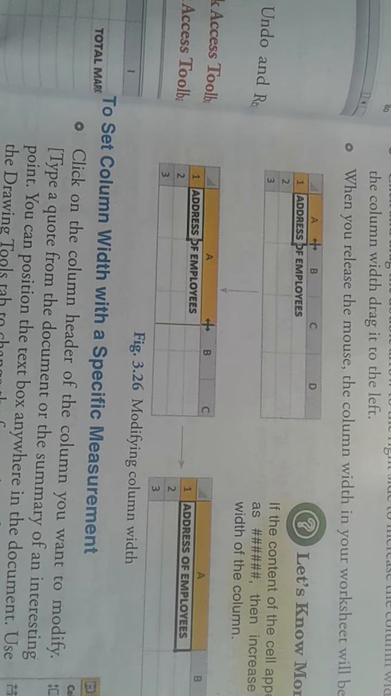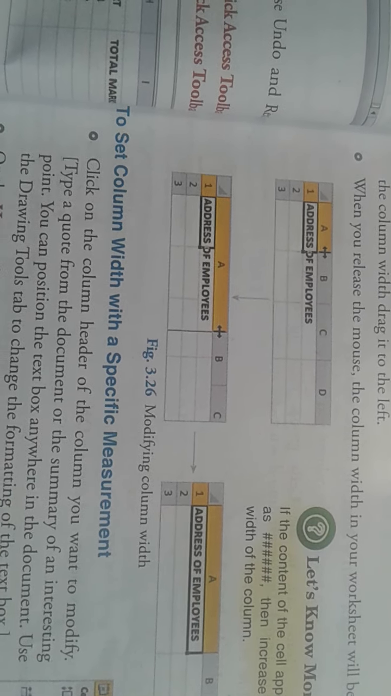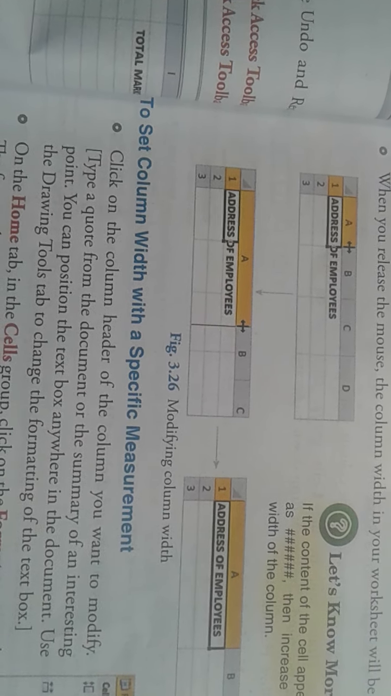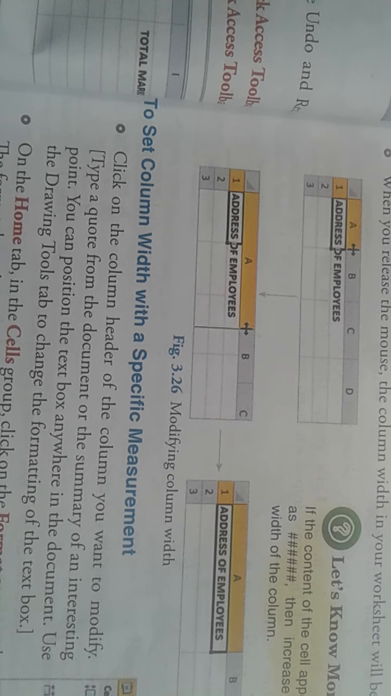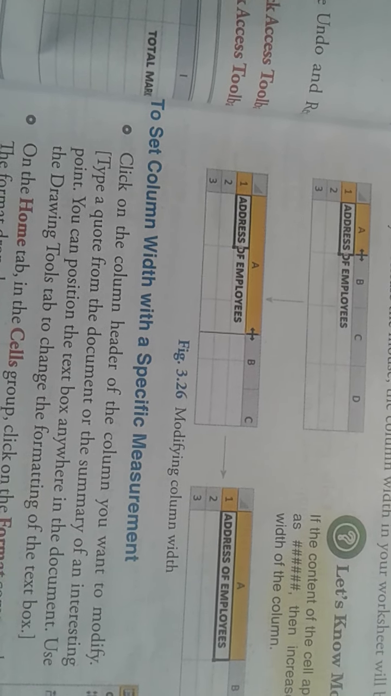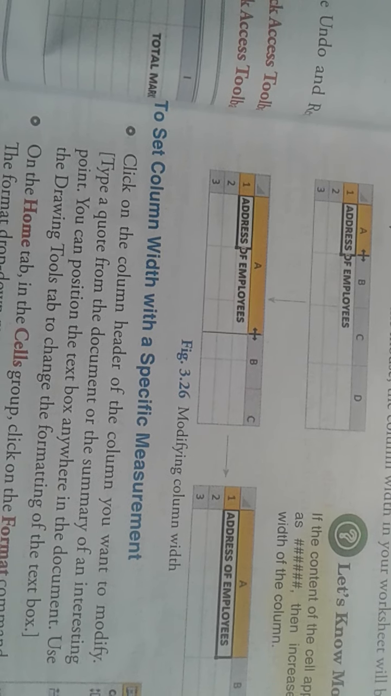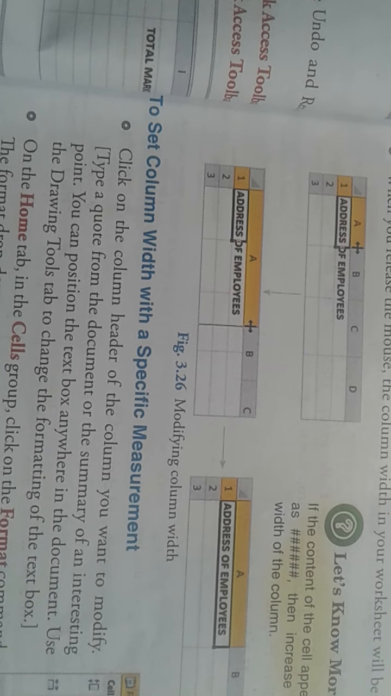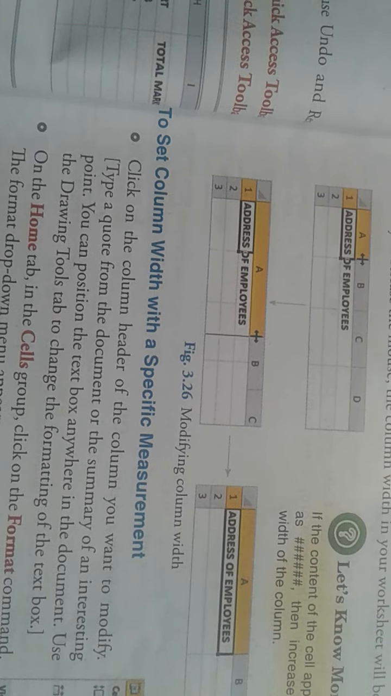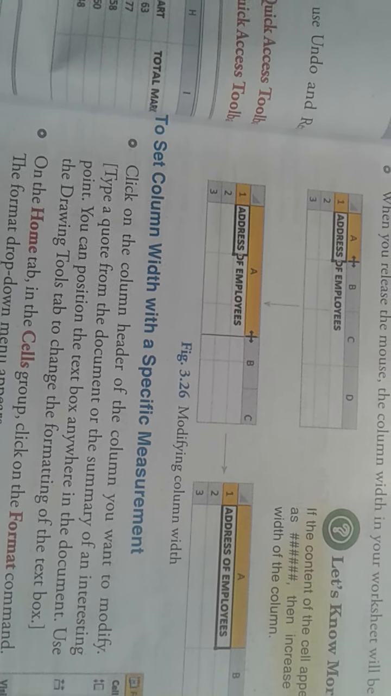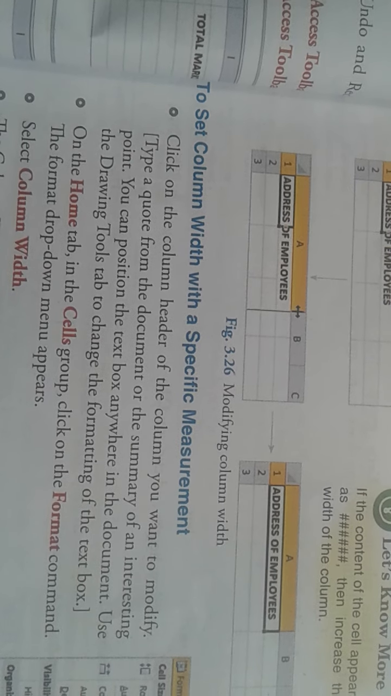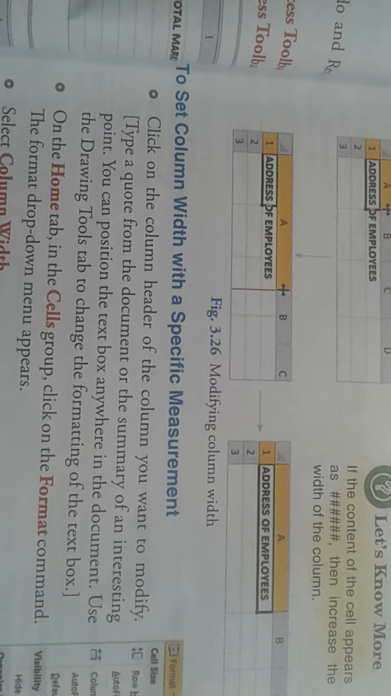Then, to modify a row height. If you want to modify the row height, place your mouse on the border of the row in the row heading, so the cross becomes a double arrow. Double arrow means you are now ready to drag. Click and drag the double arrow downwards to increase the row height. To decrease the row height, drag it upward. When you release the mouse, the row height in your worksheet will be changed.